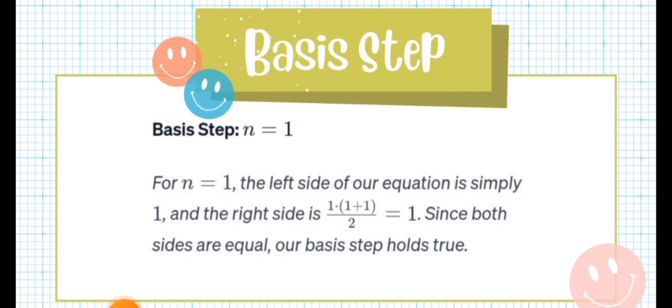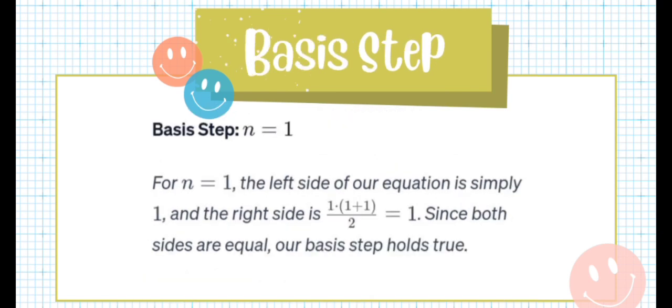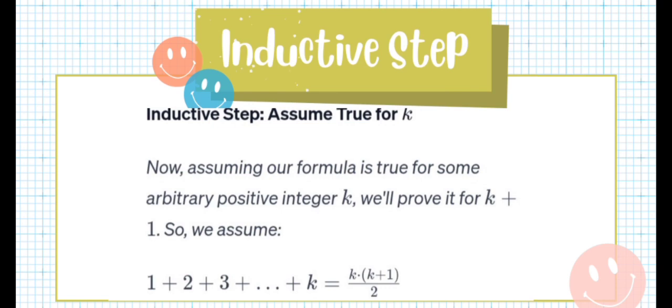So let's proceed to our inductive step. Assume true for k. In our basis step, we replaced n by 1. In our inductive step, we will be replacing n by k. Now, assuming our formula is true for some arbitrary positive integer k, we'll prove it for k plus 1. So we assume 1 plus 2 plus 3 plus ... plus k is equal to k times the quantity of k plus 1 over 2.